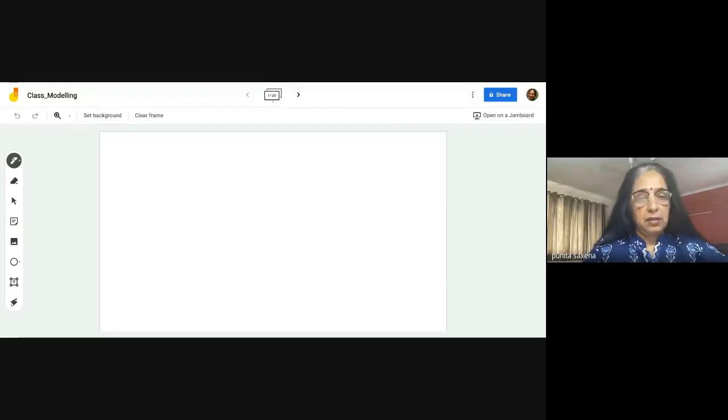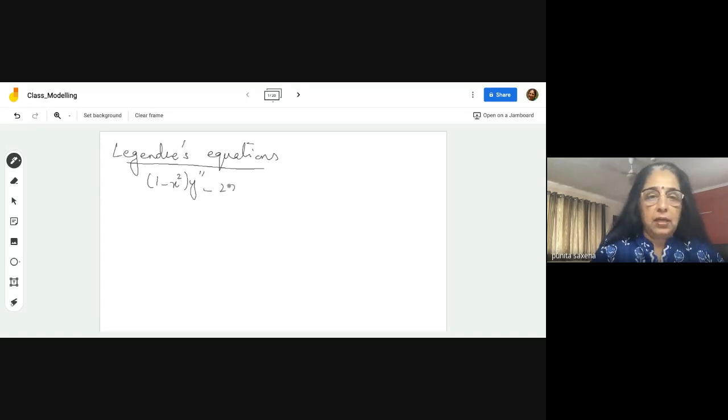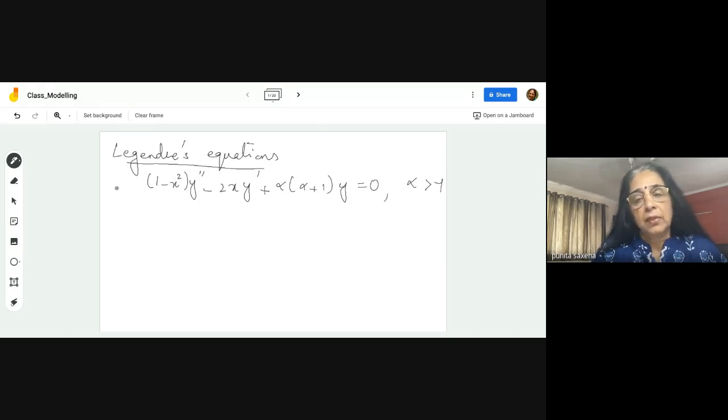As I was just telling you yesterday, we have to start what we call solving the Legendre's equations. A typical Legendre equation is something like (1 minus x squared) y double dash minus 2x y dash plus alpha into (alpha plus 1) y equal to 0, where alpha is strictly greater than minus 1. This differential equation is called a Legendre's differential equation of order alpha.